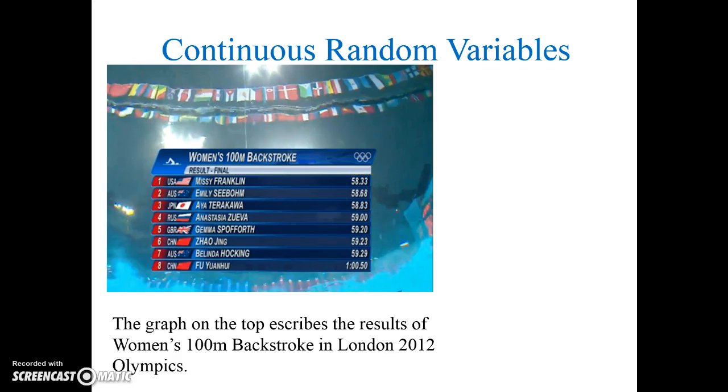And remember, we are handling a continuous random variable because it is time. Therefore, if we use the digital stopwatch, we can say the winner is 58.33 seconds, with the silver medal 58.68, and the bronze 58.83. In other words, because time is continuous, there's always room for improvement in terms of accuracy, because there's no gap.